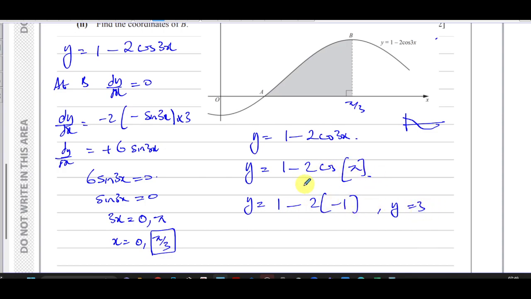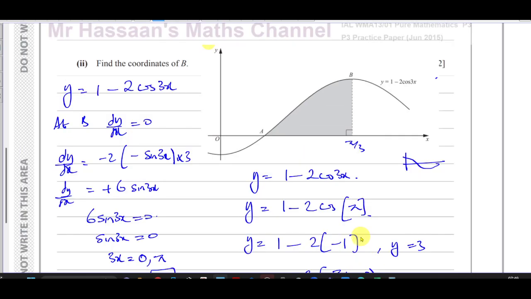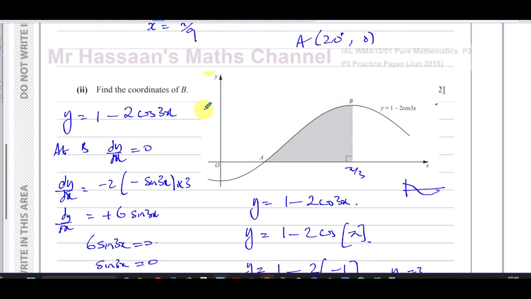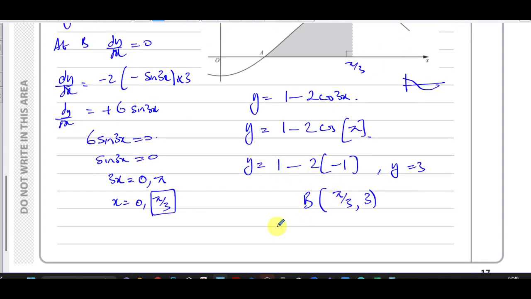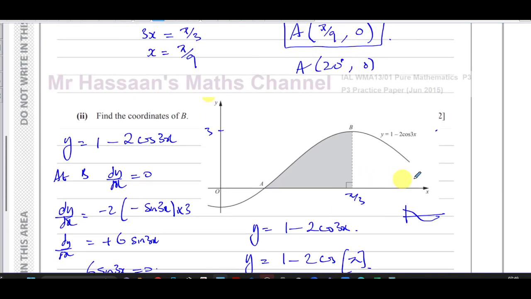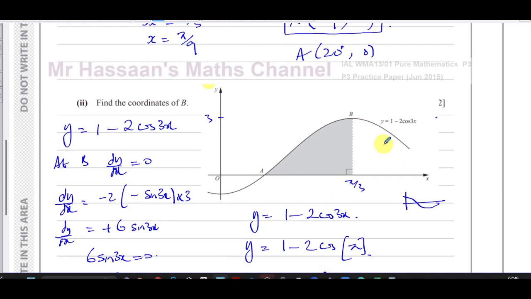Of course, you can use your calculator for that. I just know after all these years what cosine of pi is. Now, that means the coordinates of B: the x coordinate is pi over 3, and the y coordinate is 3. So that's pi over 3, and that's 3 over there. That's what we can deduce from this question, and that's probably the easiest way of finding B. There's also another way of finding B by using transformations.